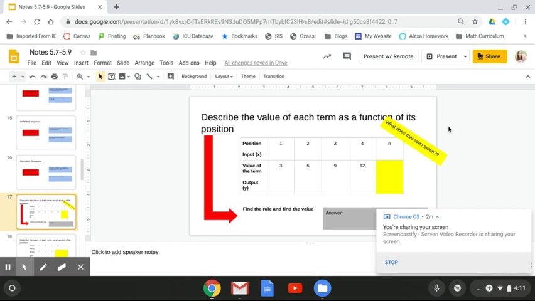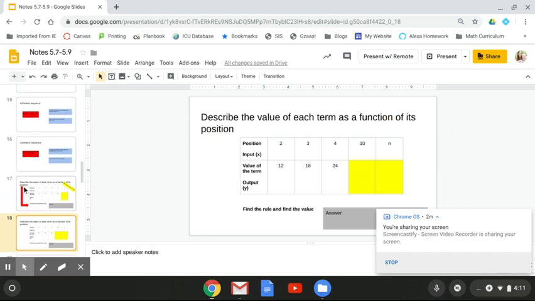On slide 17, we're going to get really fancy with our words. So it says, describe the value of each term as a function of its position. What does that even mean? It means just find the rule. Like find what is happening. We really talked about this at the beginning of yesterday. So we're going to look from the position, the input, or X, to the output, the Y. What is happening each time?